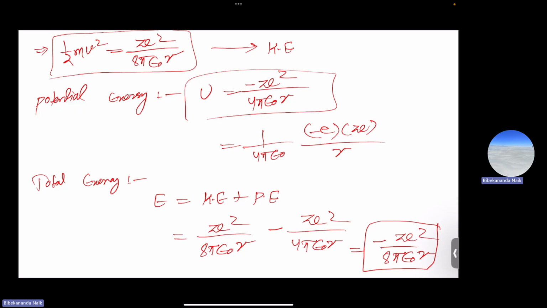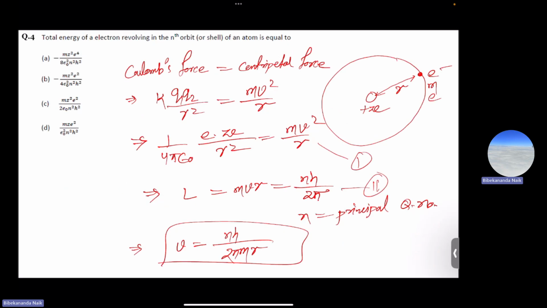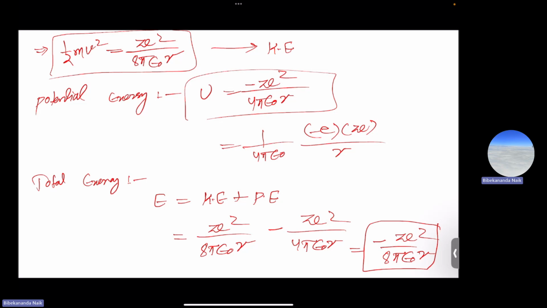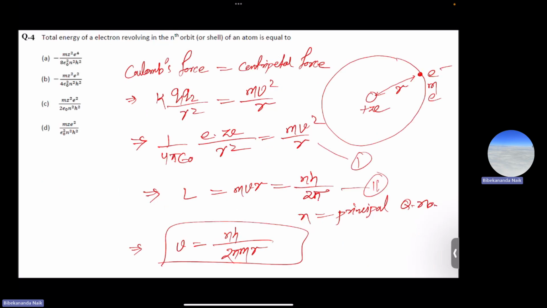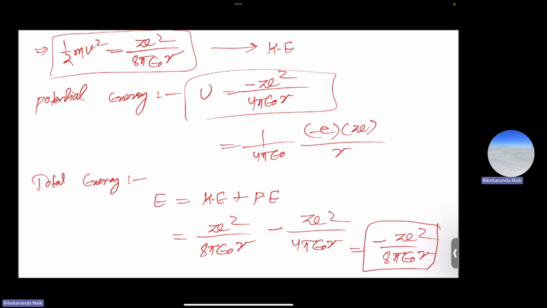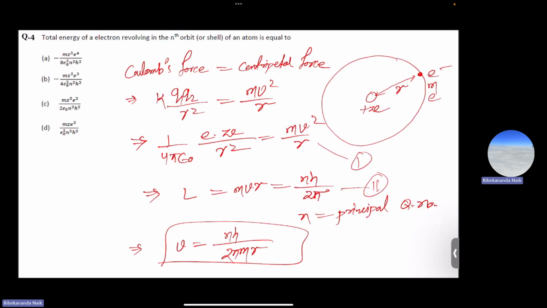However, if you see the options, these are in a different form. So if you see the options clearly, here it is Z e square by 8 pi epsilon 0 r, but here there is no r present. So we need to put the value of r. So how will we calculate the value of r? If you compare these two equations, because it is mvr and another is mv square by r.